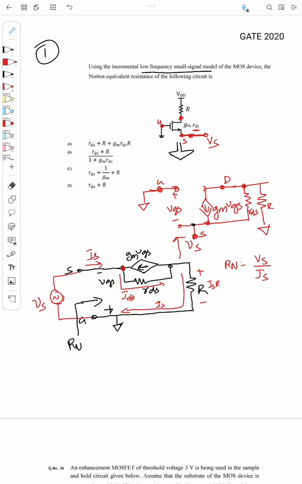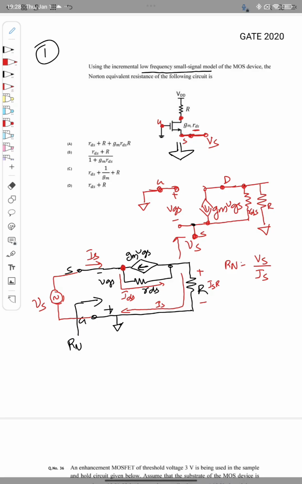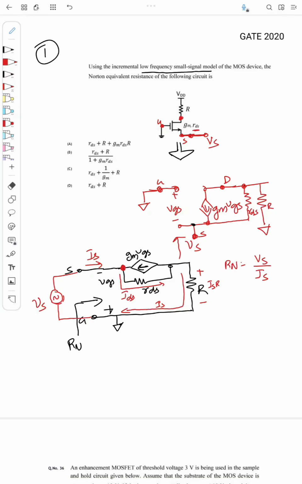Fine. Okay, so what I will do is apply KCL, Kirchhoff current law, at this node. Say node 1, so KCL at node 1. What will I get? The current IS is entering, and gm VGS is also entering that node, right? And IDS is leaving, so minus IDS equal to 0.